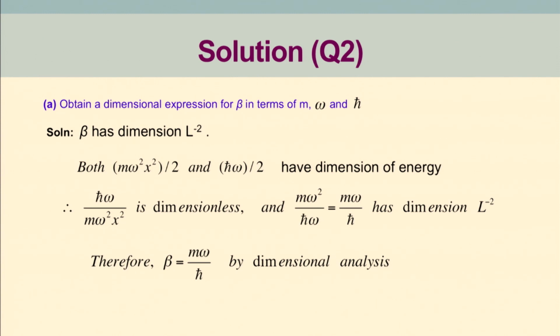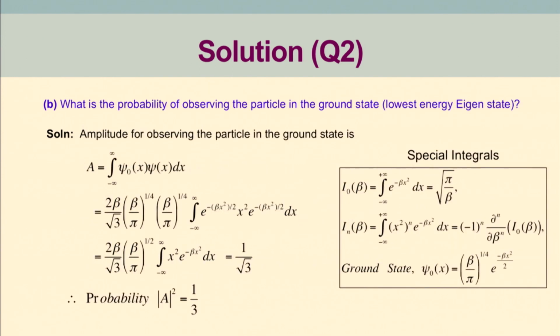This implies that m omega squared by h cross omega, which is equal to m omega by h cross, has the dimension of L to the power minus 2, because there is x squared in the denominator. Therefore, beta should have the form m omega by h cross, by this simple dimensional analysis. Okay, so let's move on to the second part.